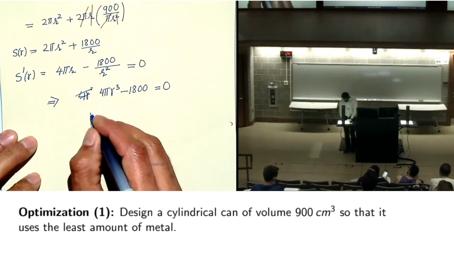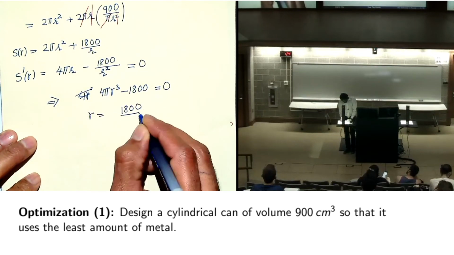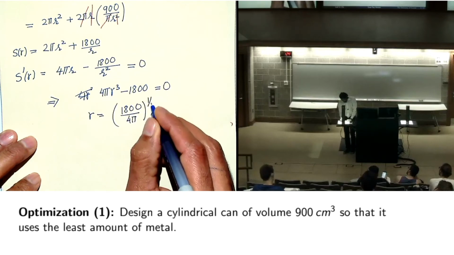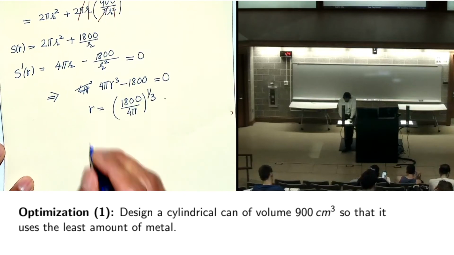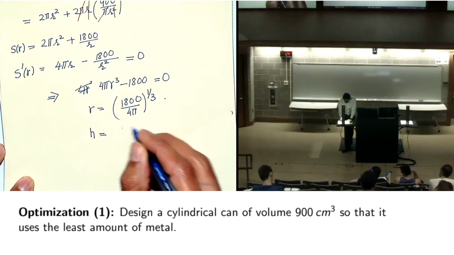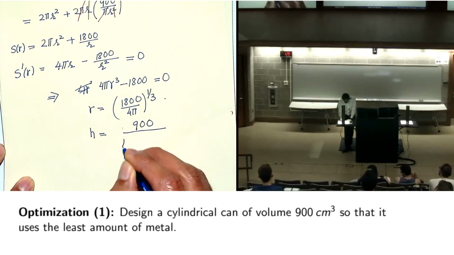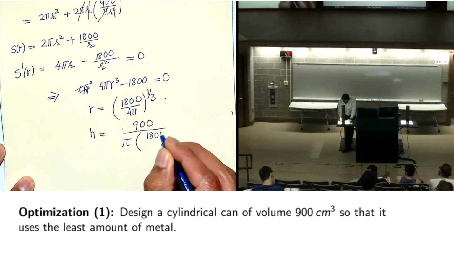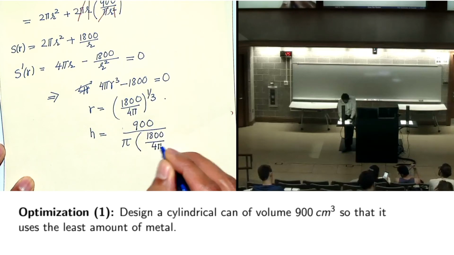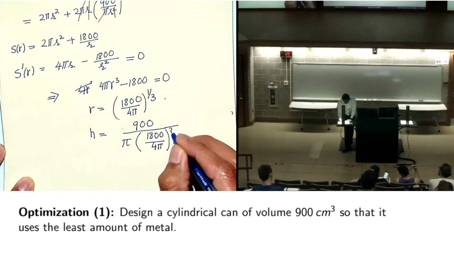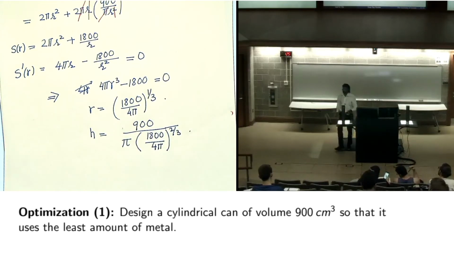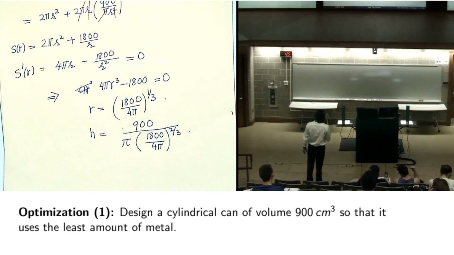So what is your r then? r is going to be (1800 over 4 pi) raised to the power 1/3. There you go. So this is your r, and what is your h? I'm not going to simplify anything, that's just too much for me today. I like calculation, but sometimes it's too much. h is going to be the square of 2/3, that's your h. This is the dimension of your cylinder. The cylinder should be of this radius and this height. If you plug that into the calculator, you will get the answer in decimals and you can build the can.